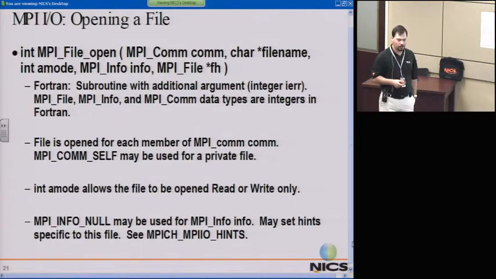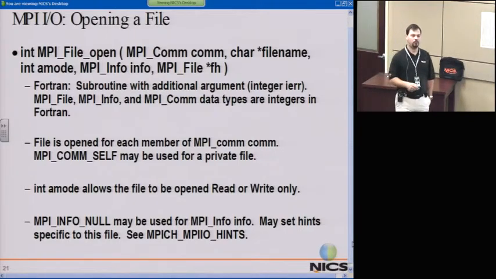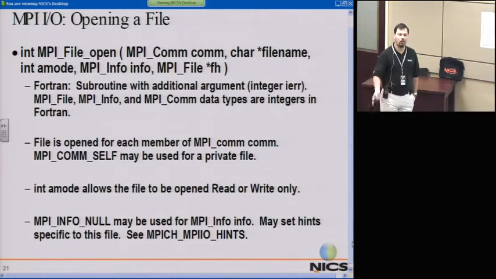So to open a file, you can open a file per process, or you can open a shared file, and that's controlled by the communicator. So if you use MPI_COMM_WORLD, for instance, you're opening one file shared between all the processes or all the members of that MPI communicator. If you use MPI_COMM_SELF, you open a file per process.